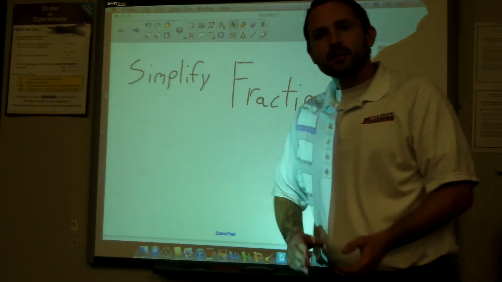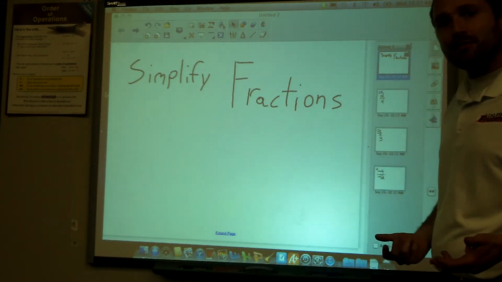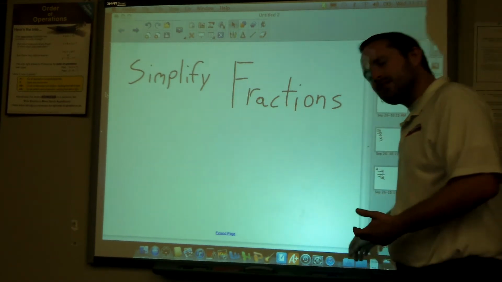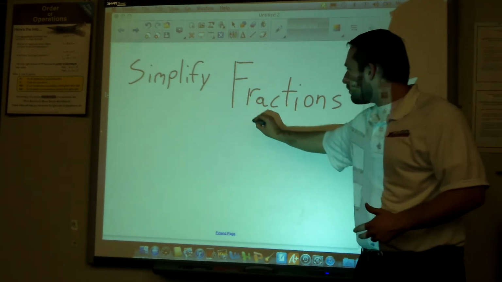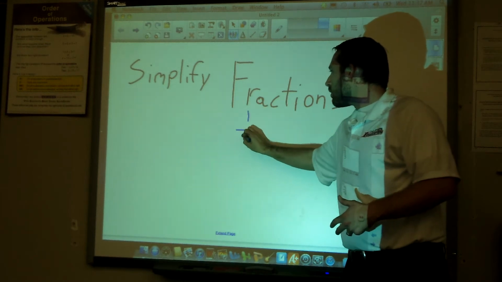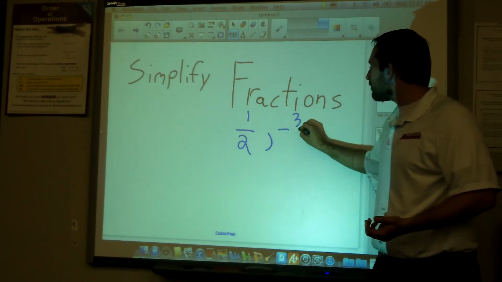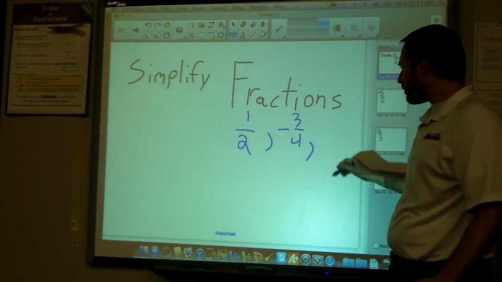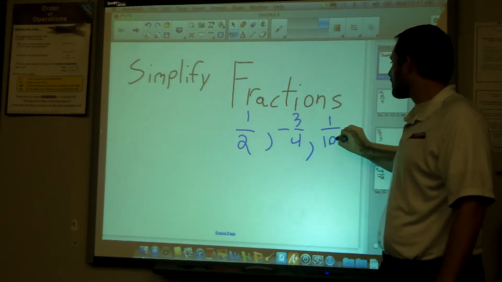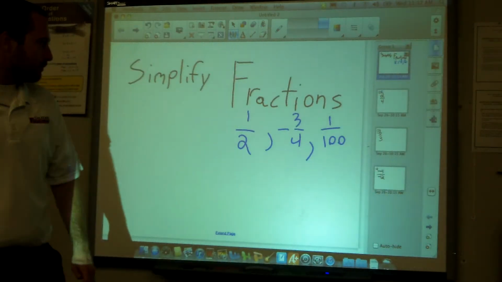Alright, so today we're going to simplify fractions. So let's rewrite simplified fractions by using different words. So fractions, we're going to draw some examples. I always like 1/2. They can be negative, like -3 over 4. And they can be really small, like 1/100. That's probably not really small, just small.